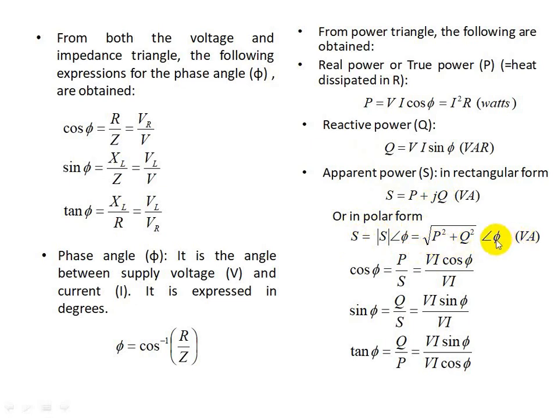So phi is nothing but the phase angle between the horizontal component and the hypotenuse, or between the horizontal component and the resultant vector. Similarly, these expressions can be written from the power triangle. Cos phi is adjacent side by hypotenuse, that is P by S, which is nothing but VI cos phi by VI. Sin phi is opposite side by hypotenuse, that is Q by S, which is VI sin phi by VI. Tan phi is opposite side by adjacent side, Q by P. Q is VI sin phi, P is VI cos phi.